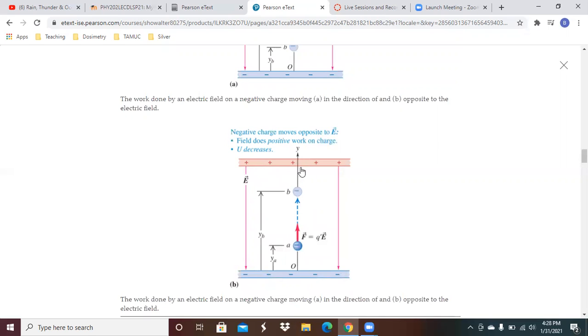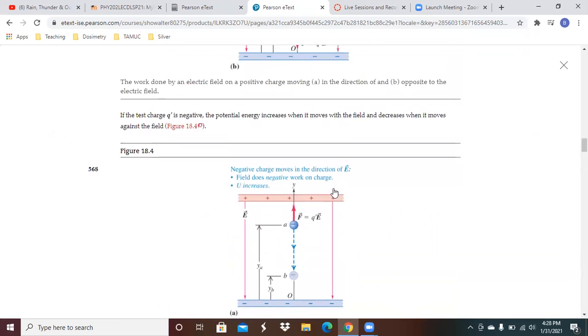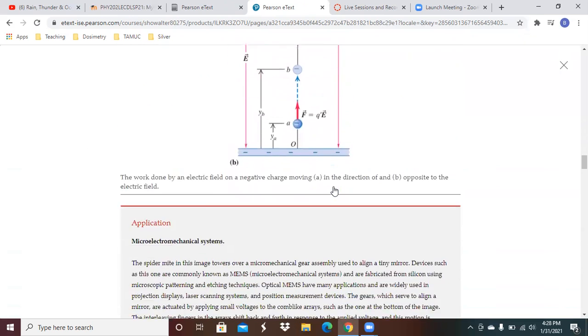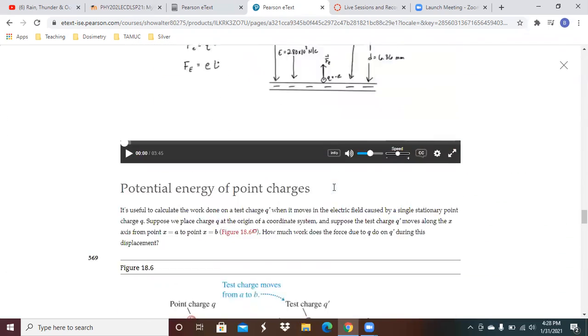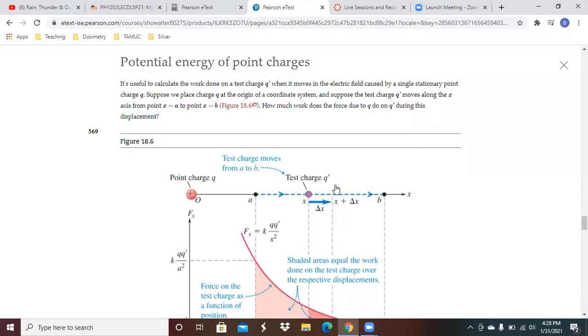And then if you have a situation here where you still have the same plates, you have a negative charge, it moves in this direction, the field does positive work, and U decreases. So depending on whether you've got a positive or a negative charge in between those two plates, you can see how the potential energy will increase or decrease depending on what scenario you go with. You've got some examples here. I will encourage you to go through and look at those.